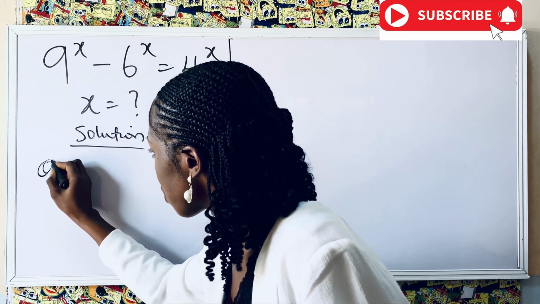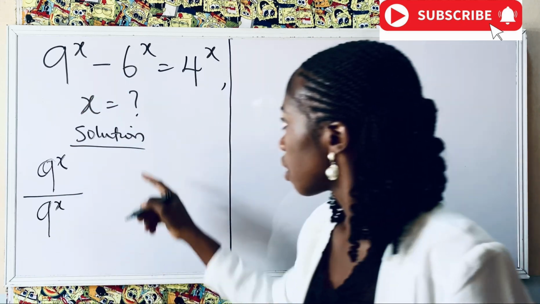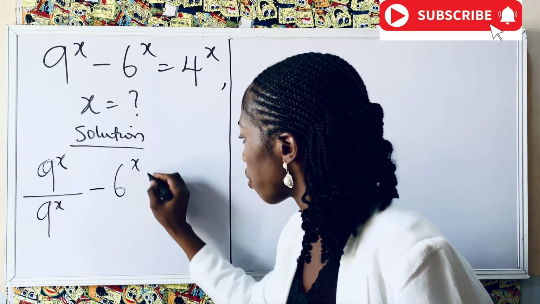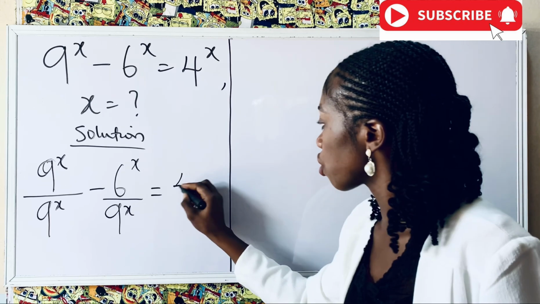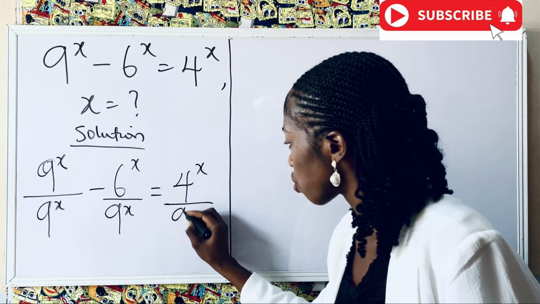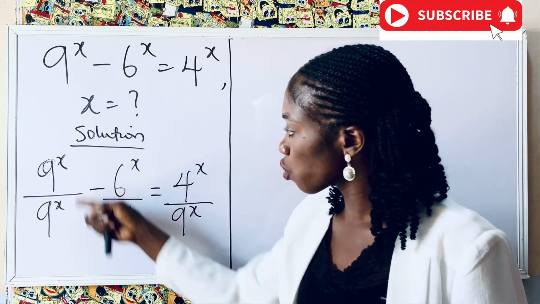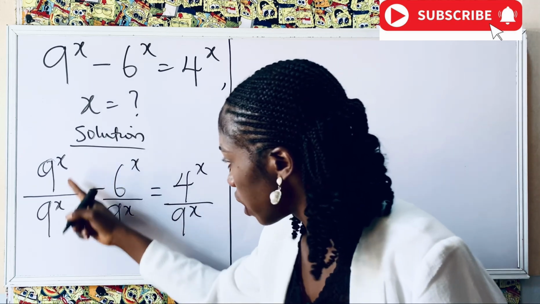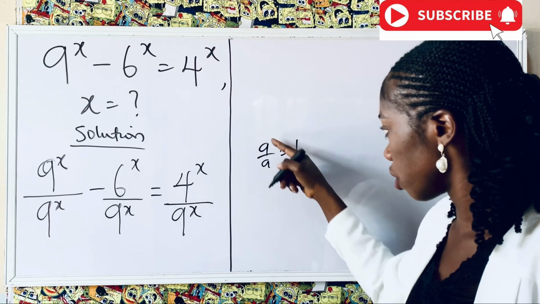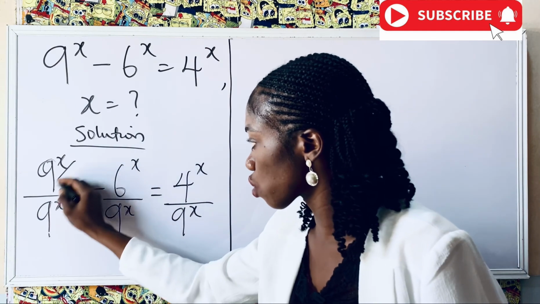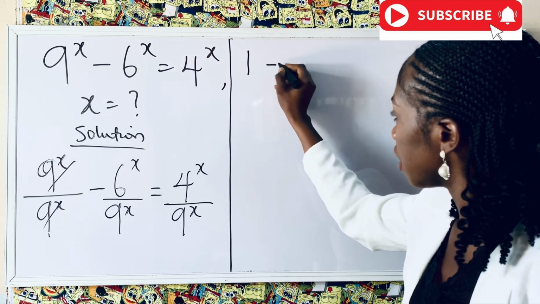So we have 9 to the power of X, and we are dividing it by this. Then we have minus 6 to the power of X, also divided by this, okay? Is equal to 4 to the power of X, divided also by 9 to the power of X. I hope this is clear. Now at this point, what do you do? This, when it divides itself, is 1, because anything divided by itself gives you 1. So this has given us 1. I hope this is clear. So we're going to have 1 minus.